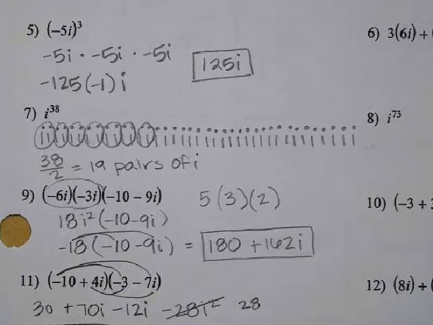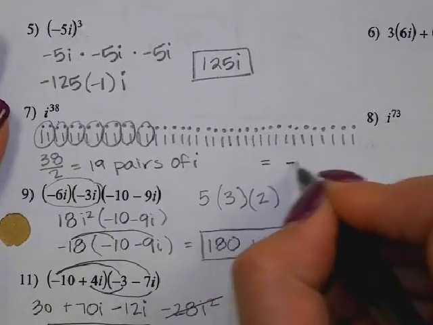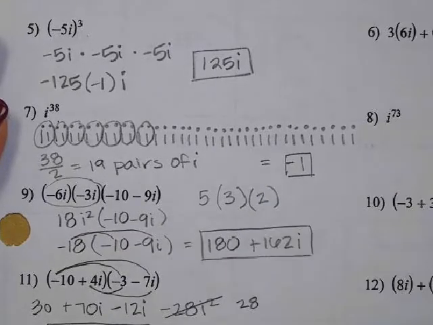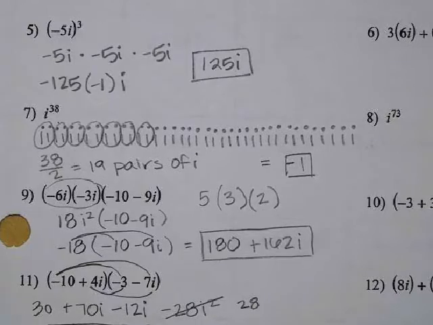What happens if I multiply 1 repeatedly? 1 times 1 times 1 times 1 times 1. It's not going to change. So my answer for this is going to be negative 1. So I had 19 pairs of i. That means I had negative 1 multiplied 19 times. That's going to keep it at negative 1. Okay?